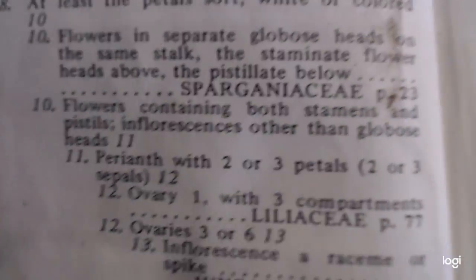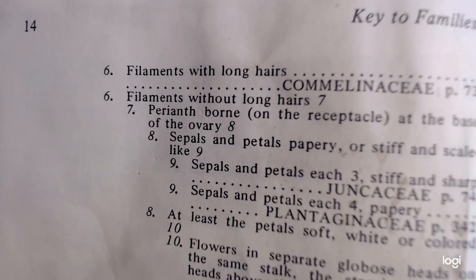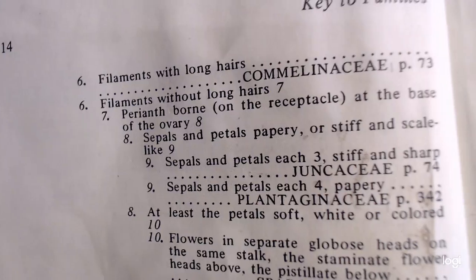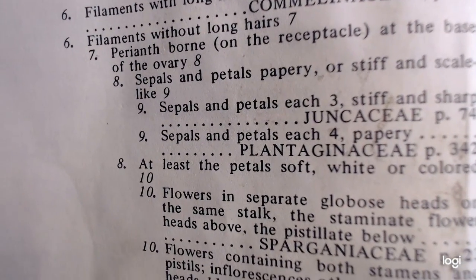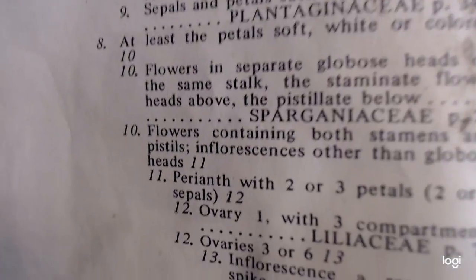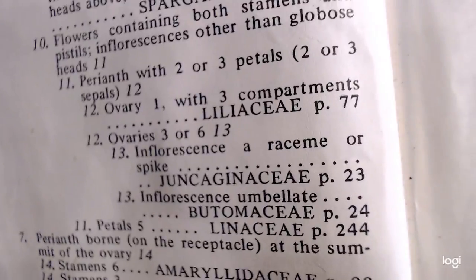But anyways, let me go here. Filaments with long hairs, filaments without long hairs, and that would be our case here. They don't have long hairs. You can see here they don't have long hairs. So it would be numbers, where is it? Filaments without long hair, number 7. So it would be perianth borne on the receptacle at the base of the ovary, or perianth borne on the receptacle at the summit of the ovary.